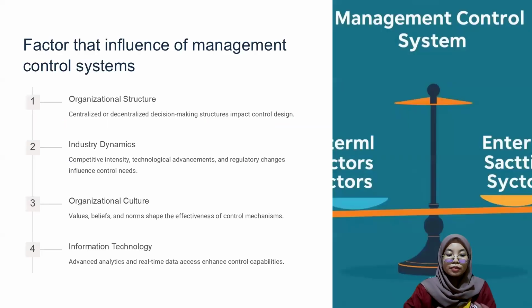And the next slide is factors that influence management control system. The first is organization structure. Centralized or decentralized decision-making structure impacts control design. The second is industry dynamics. Competitive intensity, technological advancement, and regulatory change influence control needs. Three is organizational culture. Values, beliefs, and norms shape the effectiveness of control mechanisms. And four is information technology. Advanced analytics and real-time data access enhance control capabilities.